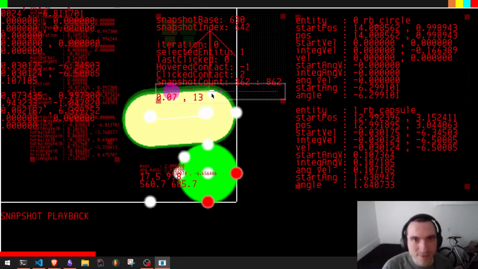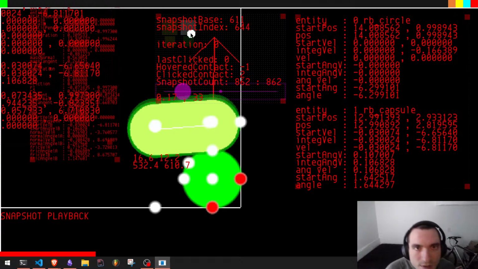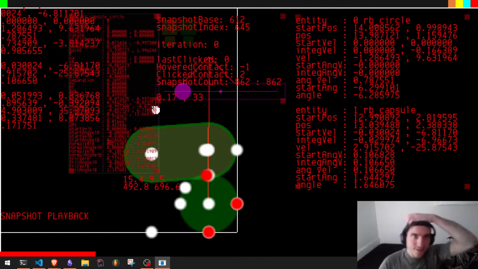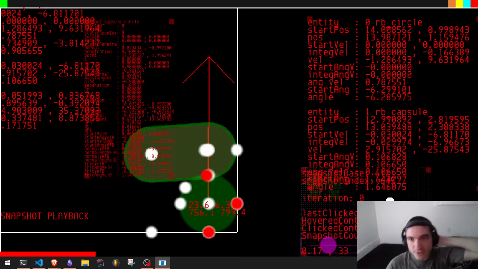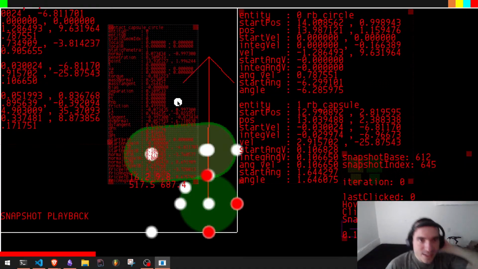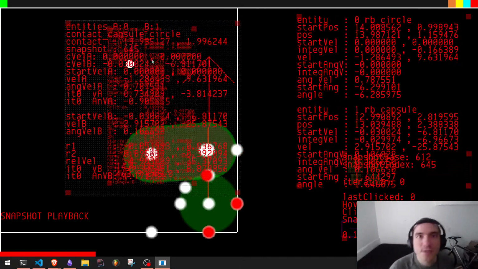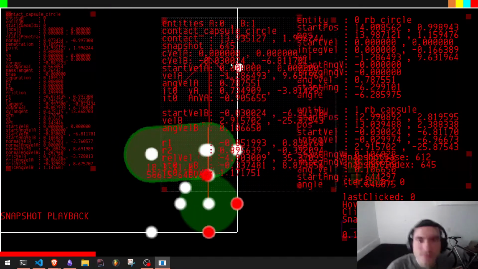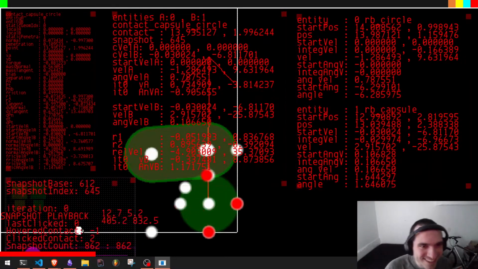Just want to set it up so the slider's positioned all right. Okay. So this is where the contact first happens. Let's make sure we have everything positioned nicely. Oh man, there's just so much information. It's going to take a while just to make sense of this.